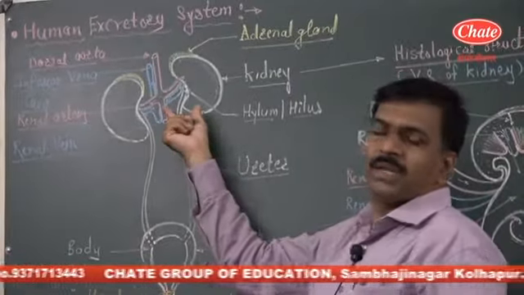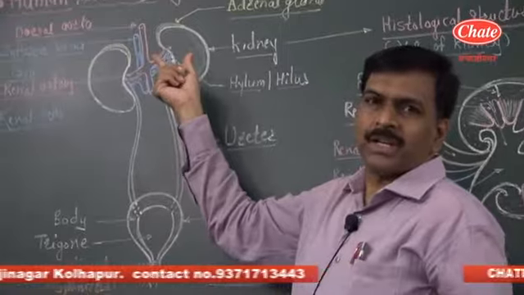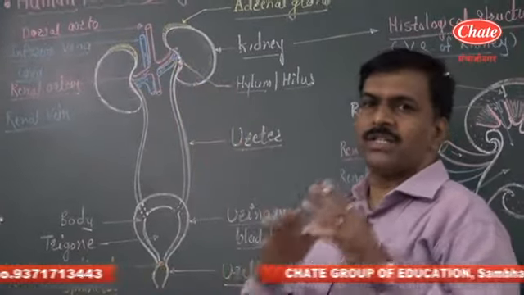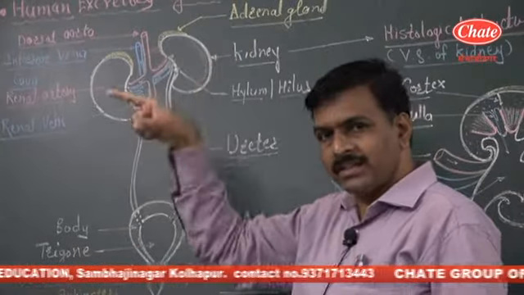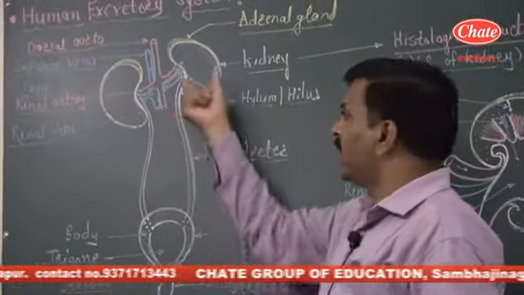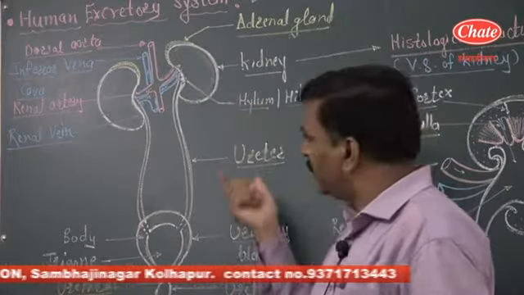Sometimes we make the mistake of confusing impure and pure blood with oxygenated and deoxygenated blood. Oxygenation and deoxygenation occur in the lungs, while the purification of blood occurs in the kidney. So the kidney is the organ of purification of blood.